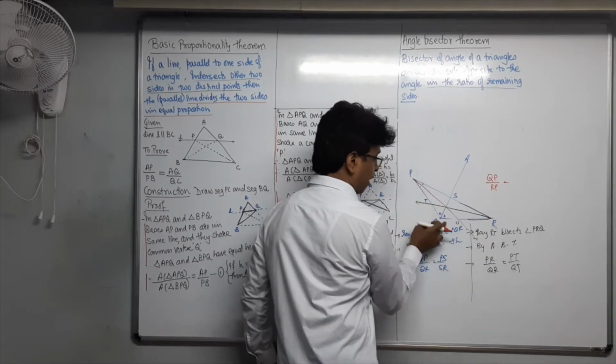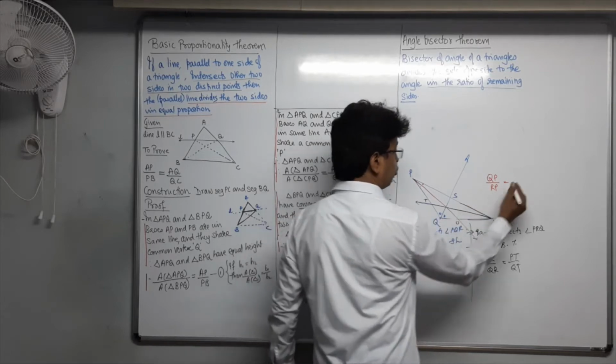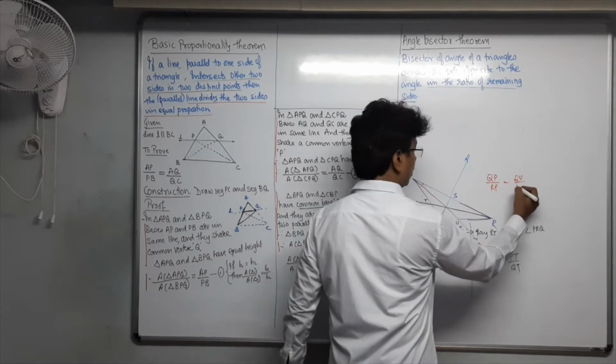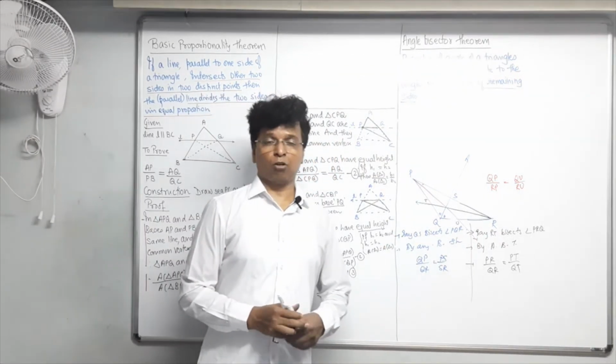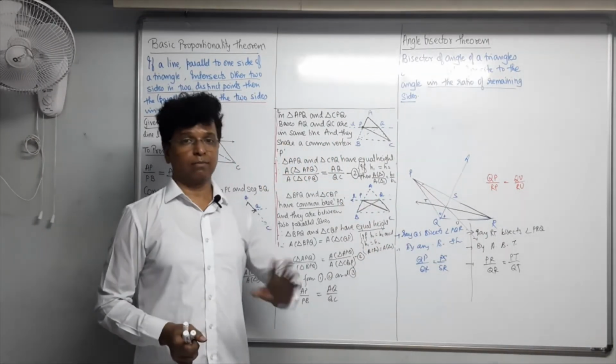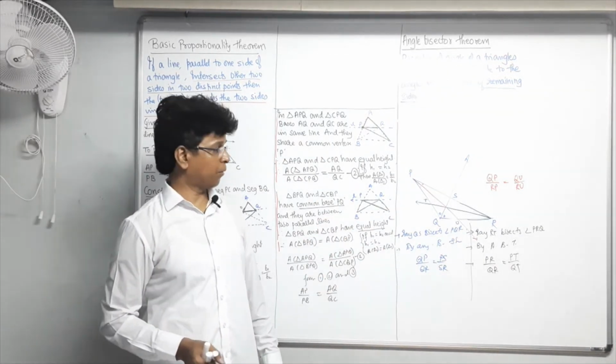QP is written first, so you will have to write this up. QP is up, so the side towards QP, QU upon RU. This proportion also should be maintained. I can't write it upside down. No. Are you getting, my dear students?